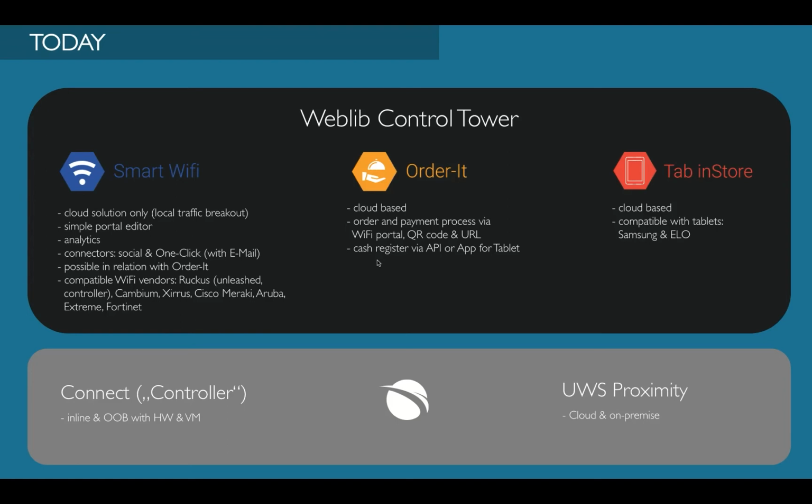So from the Copia world, we have different types of architectures. One is called Inline, the other one is called Out of Band. I will tell you a little bit more about it later. Another tool that goes hand in hand with the Copia connectivity is UWS Proximity, which could be used as a cloud or an on-premise device, where analytics are also done, and all the personal data that is gathered could be visualized here.